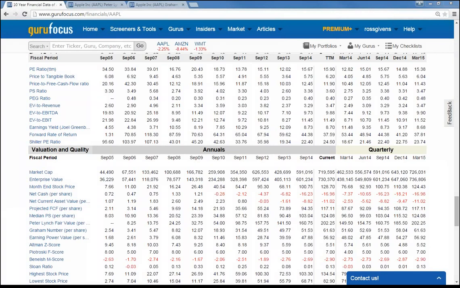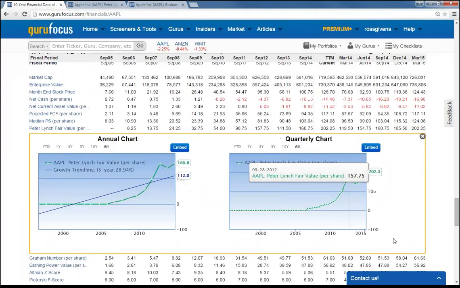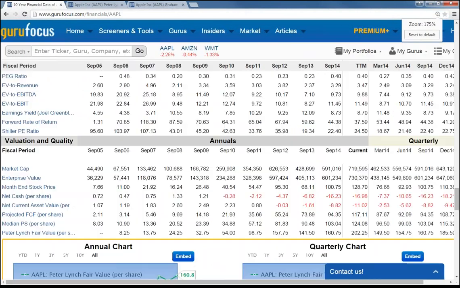So in addition to just seeing a traditional stock chart, you can see, all right, let's see how this Peter Lynch value has looked. We can click on it, and all of a sudden we've got an annual chart of that Peter Lynch value and a quarterly chart over here to the right. Now, what it also does, you probably noticed with that blue line, let me zoom in on this just a little bit for you guys.